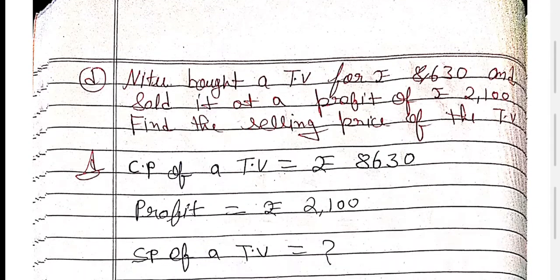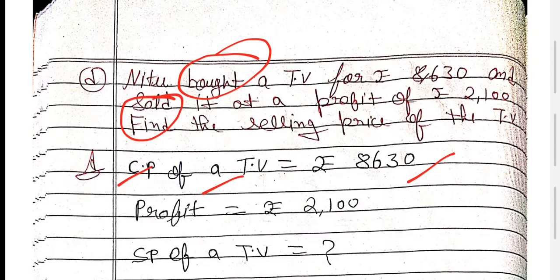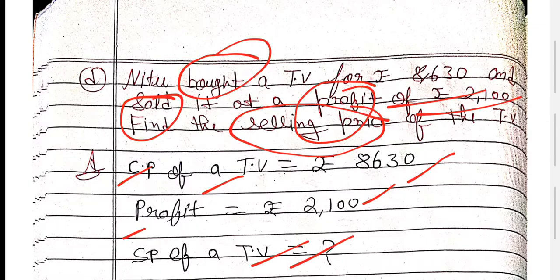Come to part D. Neetu bought a TV for rupees this and sold it at a profit of this. Bought means cost. So the CP of the TV is 8630, and sold means SP, but at a profit of, you have been given profit. So profit you have this. Find the selling price. It means you have to find the SP of the TV.